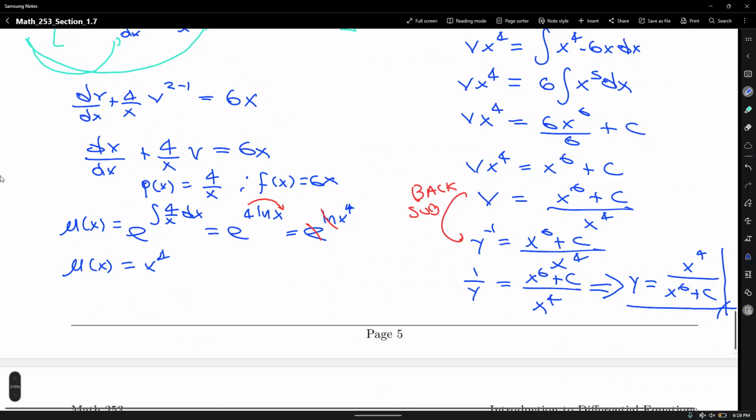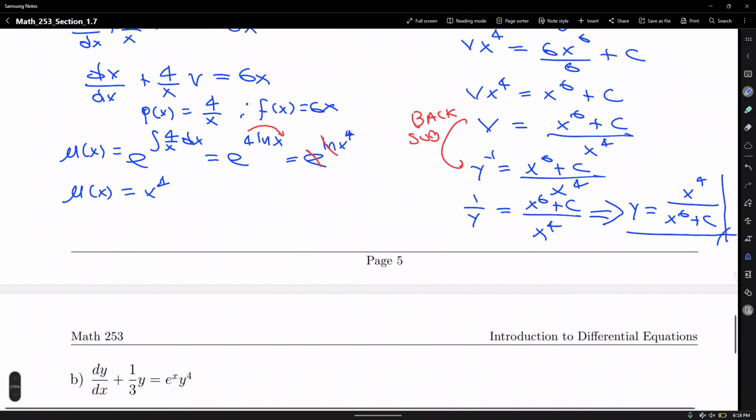All right. Let's have a look at the next one. Let's have a look at the next example. Okay, we have one more, and I think that's about it, right?